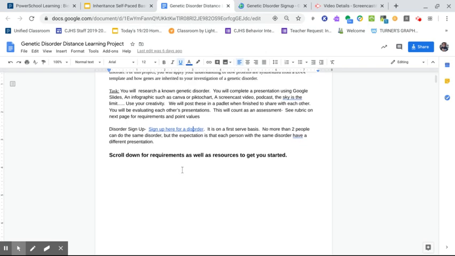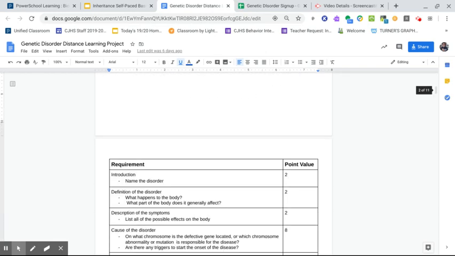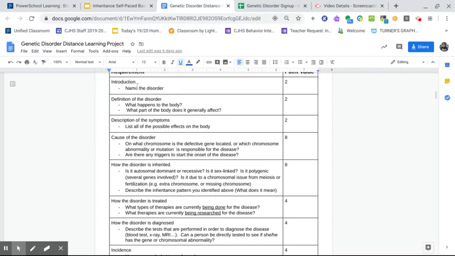Now scroll down for the requirements. This is the rubric I'm going to be using. So you're going to have the name of the disorder. I'm going to put your name somewhere on it. It's surprising how many people forget to actually put their name on their presentation.